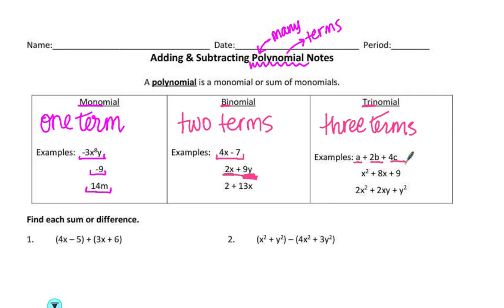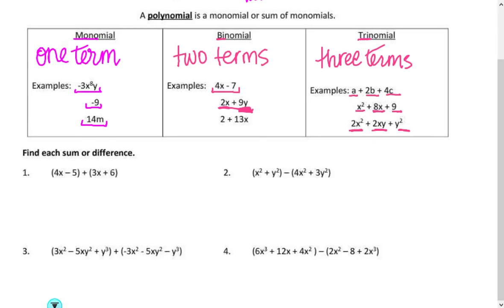They're all three different things, so I can't technically add all these things together and say, oh, I have 7 ABCs. Like, that's not how that works, okay? I have an x squared, an x, and then a regular Joe. Okay, I have some x squareds, an xy, and a y squared. Those are all three separate terms. Okay. So let's talk about finding the sum or difference.